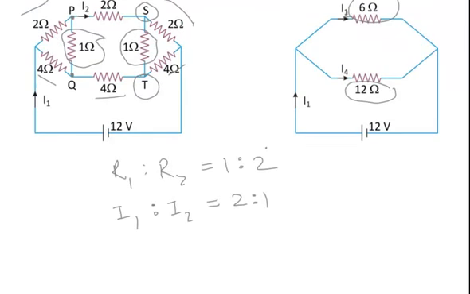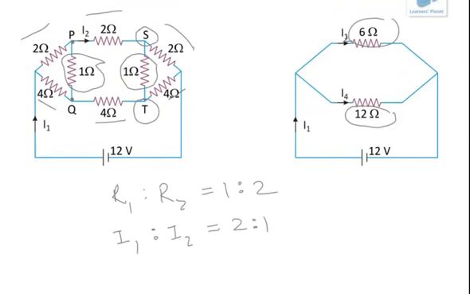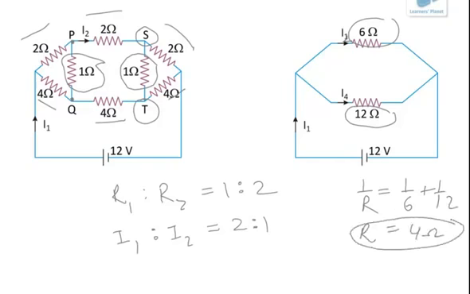Now what is the effective resistance of the parallel combination? 1/R is equal to 1/6 plus 1/12. This will give us R equal to 4 ohm. Now the 12 volt battery is connected, so the current I1 passing through it is 12/4, that is 3 ampere. Now the 3 ampere current is divided in the ratio of 2:1. That means I2 is 2 ampere and I4 is 1 ampere.